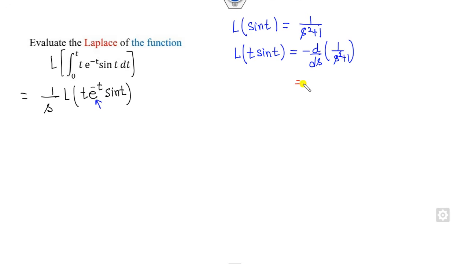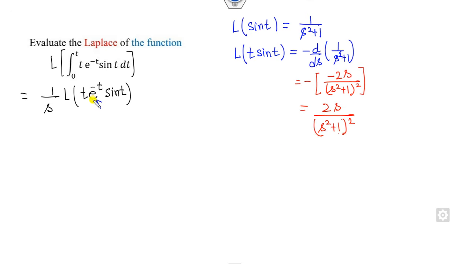Fine. What is the answer of this? What is the first derivative of this? Minus 2s over (s square plus 1) whole square. Fine. It will be 2s over (s square plus 1) square.